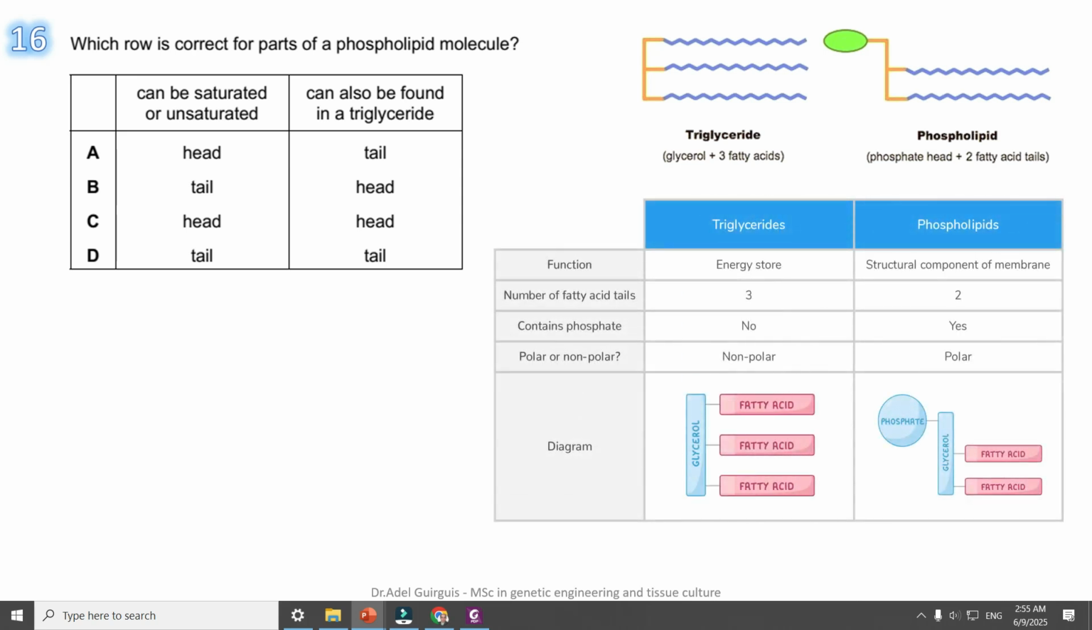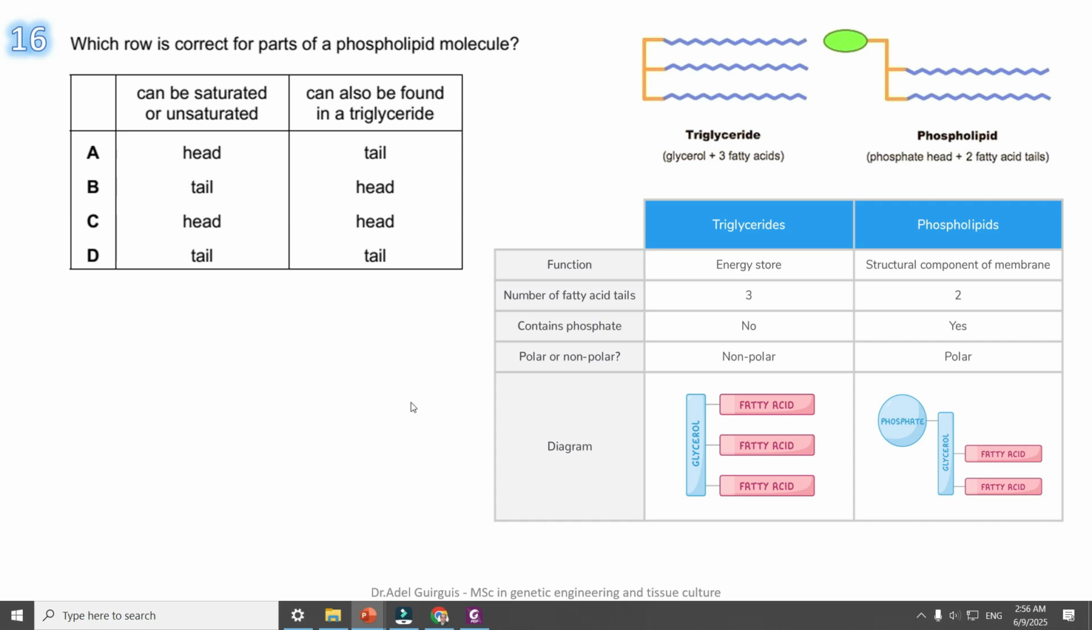Let's compare triglycerides and phospholipids. Point of comparison: function. Energy storage for triglycerides. They are present as oil or fat in fatty tissue, in adipose tissue, as a long-term energy reserve. Phospholipids are a structural component of the cell membrane. The main component of the cell membrane is phospholipid.